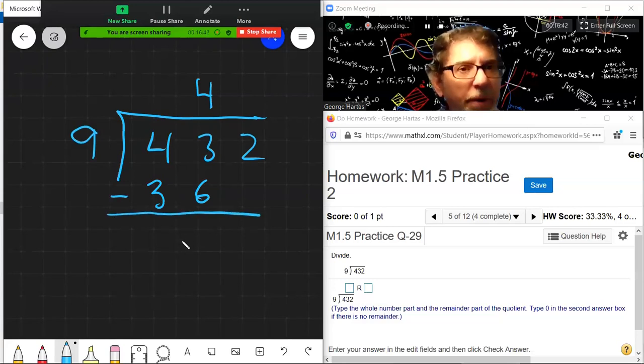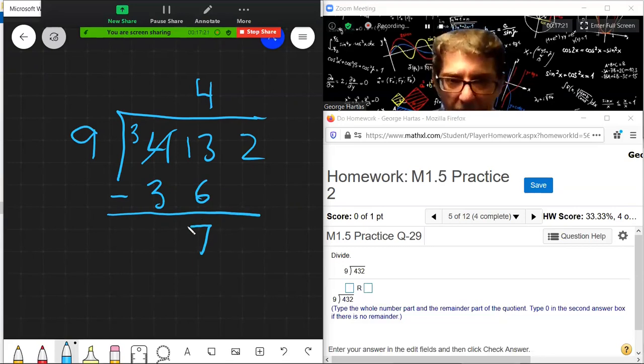So this is step 3. Okay, step 1 was divide 9 into 43 4 times. Step 2 is multiply. 4 times 9 is 36. Step 3 is subtract. We cannot subtract 3 and 6, so we have to borrow. This becomes a 3. This becomes a 13. 13 minus 6 is 7. So we just subtracted. And the 4th step is to bring down the next number. Take this number and bring it down next to the remainder down here.